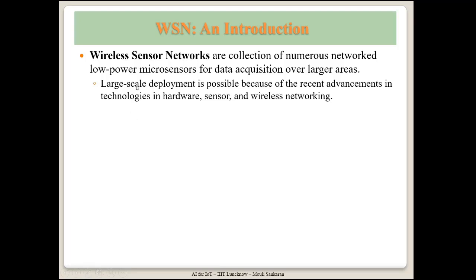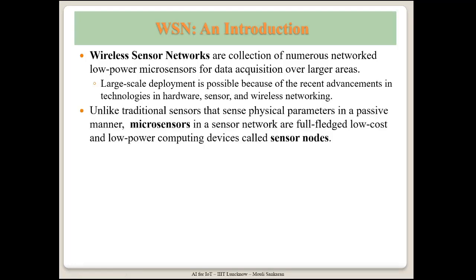And a large scale deployment is possible because of recent advancement in technologies in the hardware, sensor and wireless networking. Moreover, cost is also coming down drastically, so that we can afford to buy a multi-core chip for a few dollars, which is something we could not even imagine 10 years back.